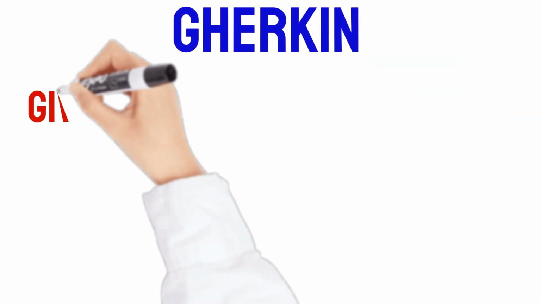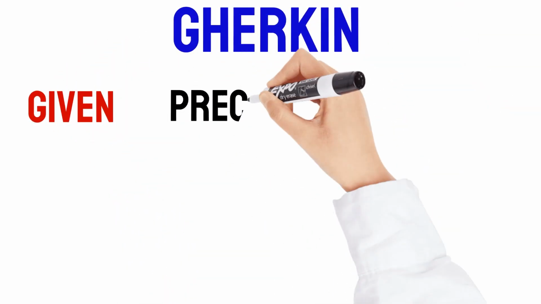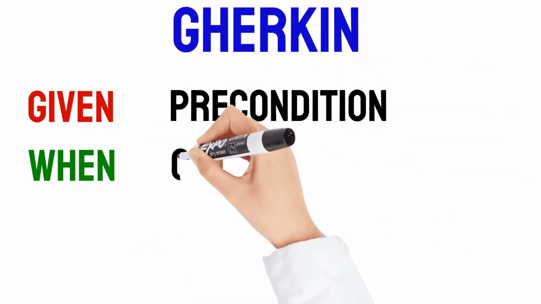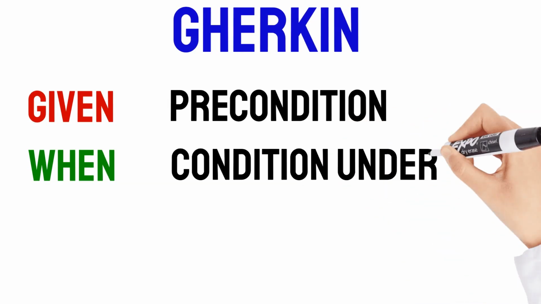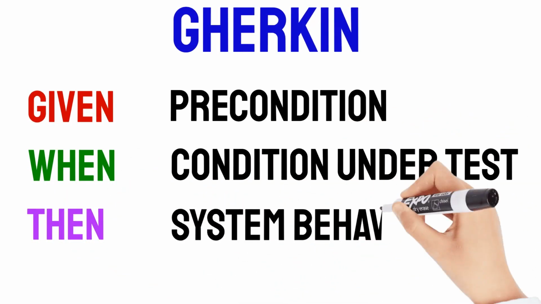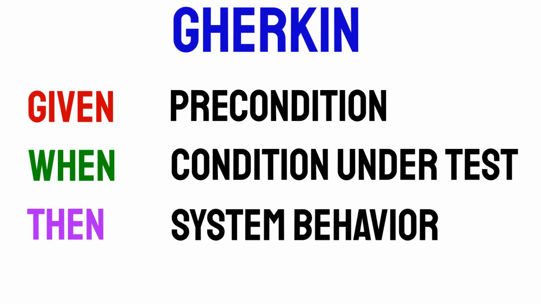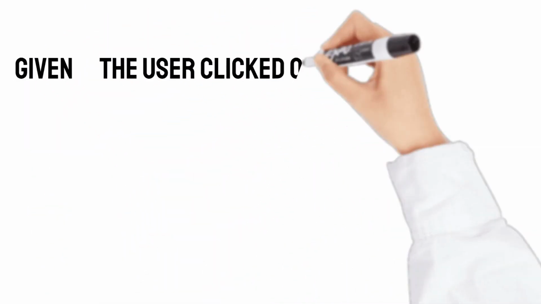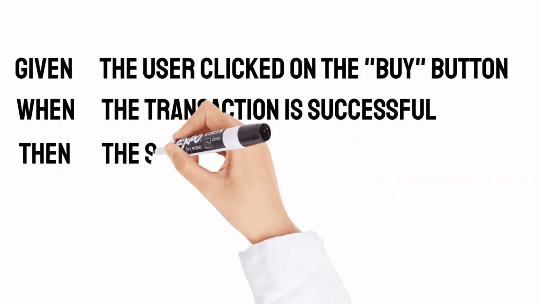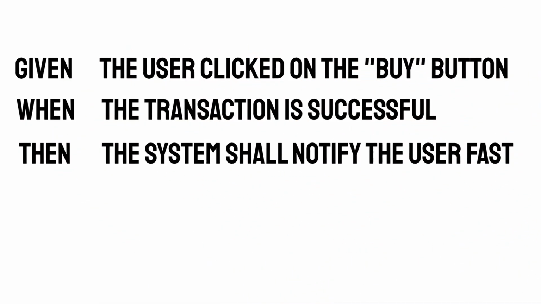In this video, I will dive a bit deeper into the Gherkin format and also make some examples for bulletproof requirements in Gherkin. How does Gherkin look like? Just as the user story format, the Gherkin one also has a format. Here it is: given a precondition, when a certain condition is met, then the system should behave in a certain way. Let me make an example. Given the user clicked on the buy button, when the transaction is successful, then the system shall notify the user fast. That is a requirement in Gherkin format.